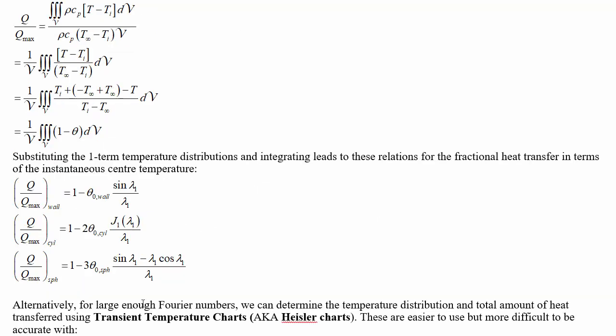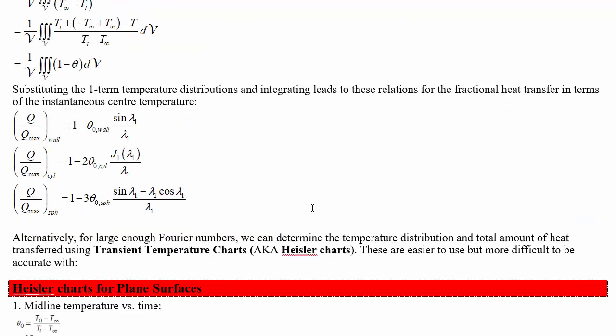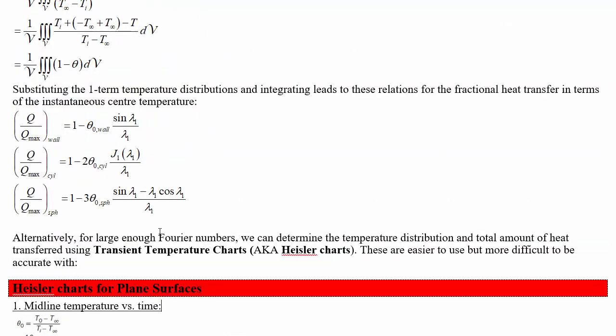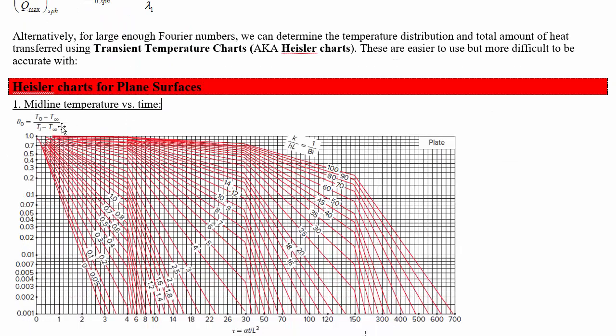Even these one-term approximations can be kind of difficult to use, so you have another option which can potentially be faster, although a little bit less accurate and a little bit difficult to read, and that's the Heisler charts. Yes, they're kind of difficult to read, but they're typically faster once you get the hang of them than using the one-term approximations, although they're probably not going to be quite as accurate as those. So here's how they work.